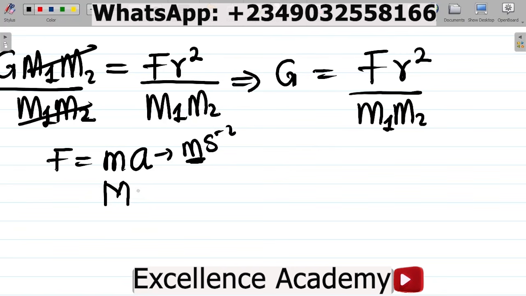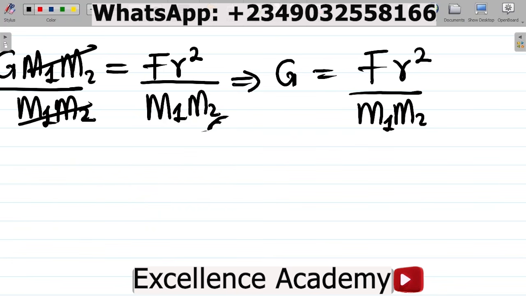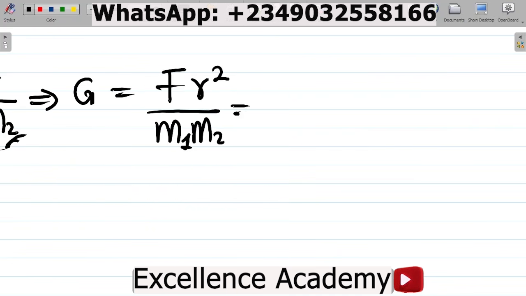Meter is the unit for what there? Length. Seconds is the unit for what there? Time. They have raised to power minus 2. So time to power minus 2. This is the dimension for force. So MLT to power minus 2. So force alone is MLT to power minus 2.